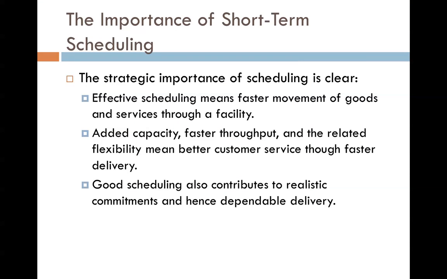Good scheduling means lower costs and faster and more dependable delivery. The strategic importance of scheduling is clear. Effective scheduling means faster movement of goods and services through a facility. Added capacity, faster throughput, and the related flexibility mean better customer service through faster delivery. Good scheduling also contributes to realistic commitments and hence dependable delivery.